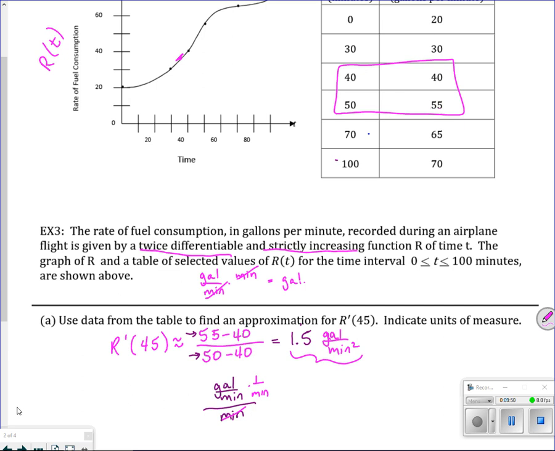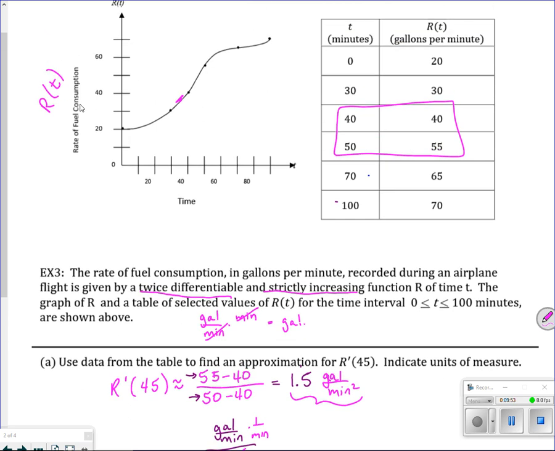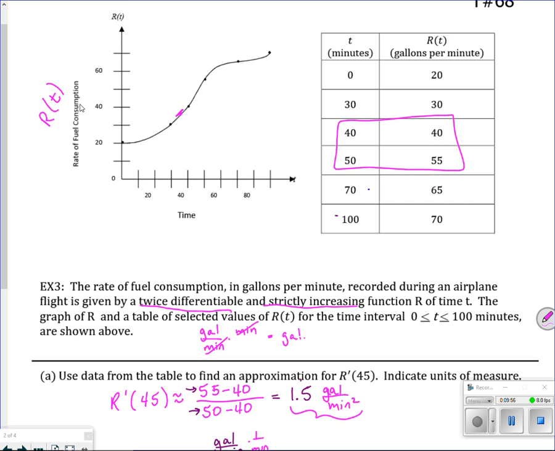Now, letter B. I'm going to keep my picture here, but you can kind of flip your paper over. It says that the rate of fuel consumption is increasing fastest at t equals 45. What is the value of r double prime of 45? Okay, so what did they tell you? They said r prime, the rate of fuel consumption, is increasing the fastest. So in other words, r prime of t has its biggest value right here, which kind of makes sense if you look at it. When would that derivative be the steepest? And that looks about right.